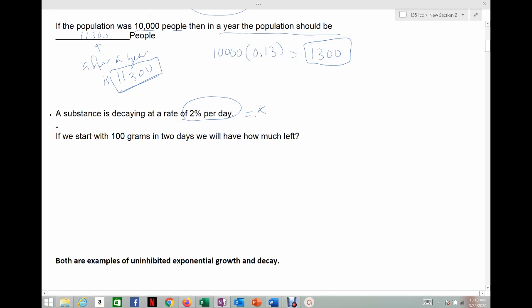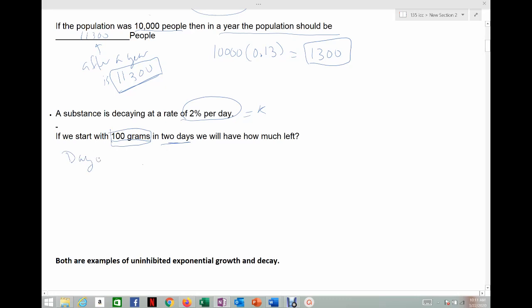It's losing 2% of its mass per day. Suppose we start off with, and this is how radioactive decay works, if you remember from algebra or chemistry or biology or physics. So this would be some substance that decays by 2% per day. We're going to do 2 days.